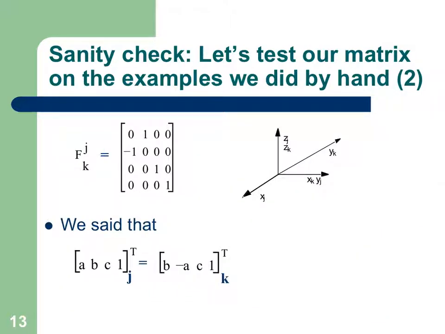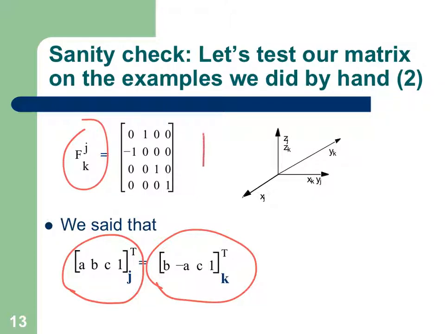So we claimed that this point in J coordinates is equal to this point in K coordinates. And so let's see what happens if we have the frame transformation from J to K. That means we also have the frame transformation from K to J. That also means we have the T from J to K, right? So let's see if we can transform a point in J coordinates and see if we get the point in K coordinates.